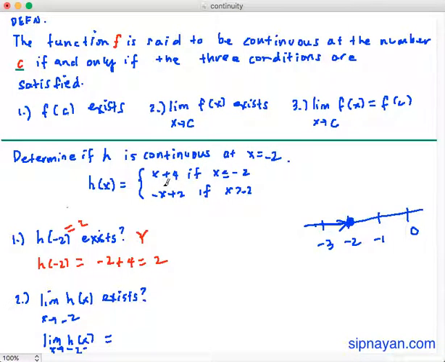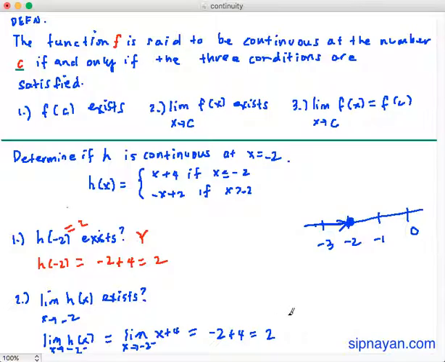Meaning, you have to use this function, this expression, to get the limit. So, the limit of h of x as x approaches negative 2 from the left is equal to the limit of, this is the expression we will use, x plus 4 as x approaches negative 2 from the left, which is equal to, we just substitute, right? We have negative 2 plus 4, which is equal to 2. Okay? We have no problem with the left.